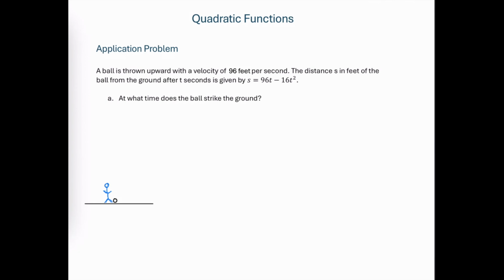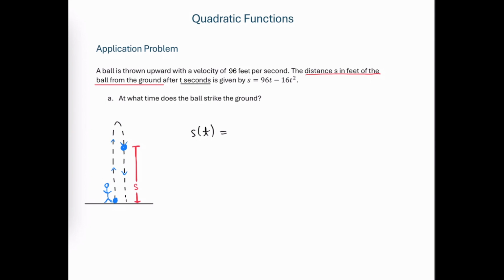Let's process the given information through a concept drawing. So here's our ball on the ground, and we're going to throw it up and then it's going to come right back down. The distance of the ball from the ground is given by the variable s. So if our ball is right here, this would be the value of s, and this s function depends on how much time the ball has been in the air.